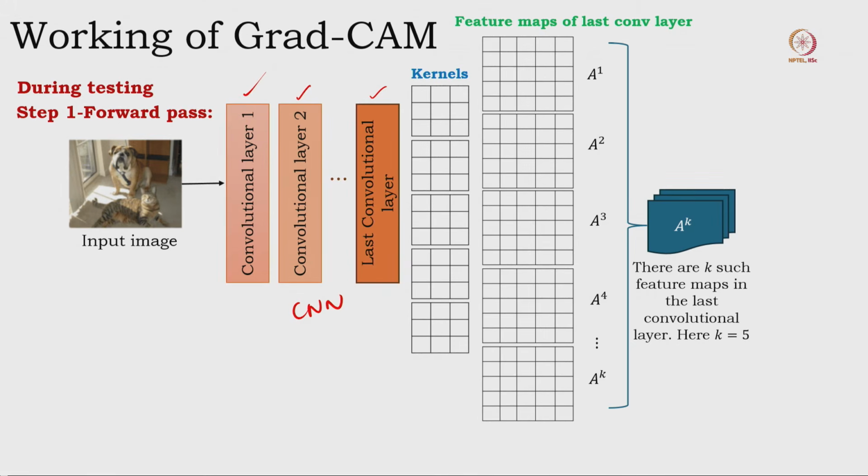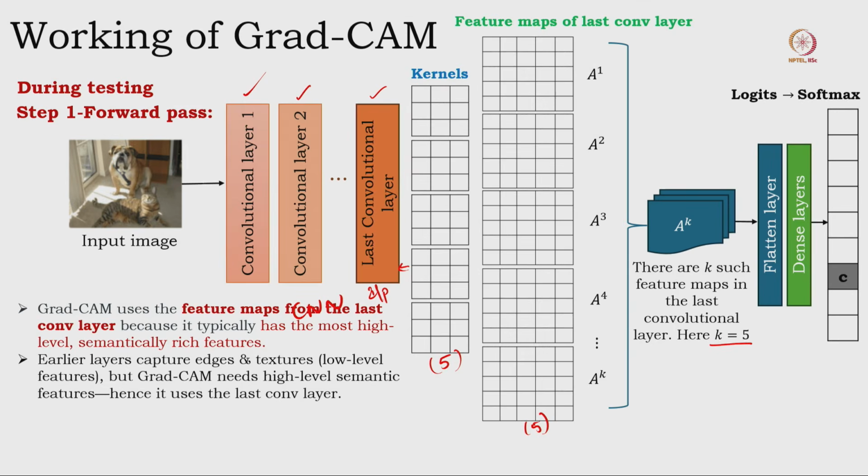For the last convolutional layer, let us assume there are 5 kernels. When these 5 kernels are applied onto the input that has reached this layer, we get 5 feature maps. Why 5 feature maps? Here k is 5, because we have used 5 kernels, therefore we get 5 feature maps. What is the next step? We combine all of these feature maps and pass them to the flattened layer.